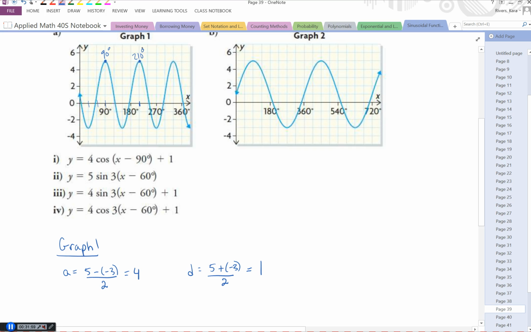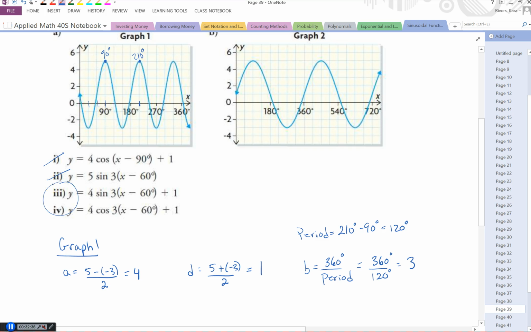So the difference there for my B value would be 360 degrees divided by the period. And we can see that the period is 210 degrees minus 90 degrees, and that would be 120 degrees. So that would be 360 degrees divided by 120 degrees, which would give us a B value of 3. So now I know it's not 1 and I know it's not 2. So it has to be either 3 or 4.